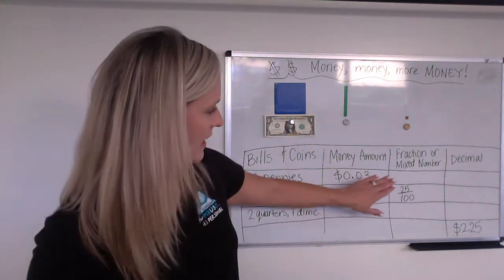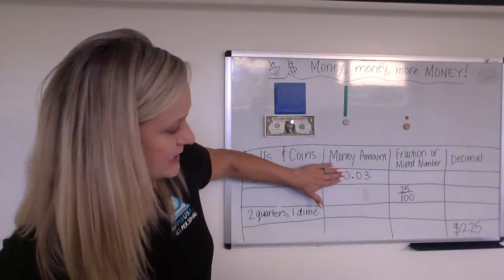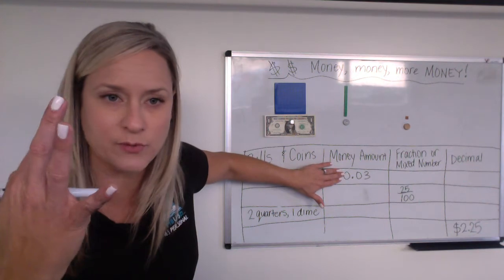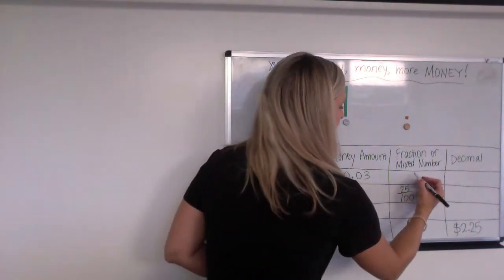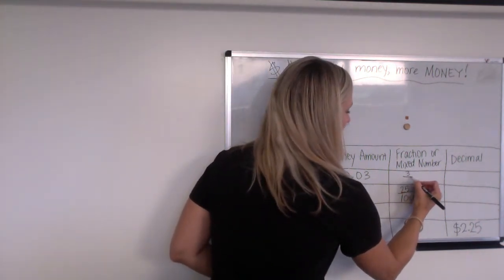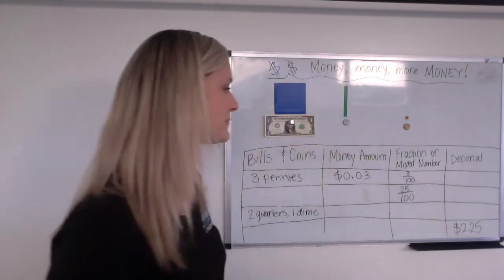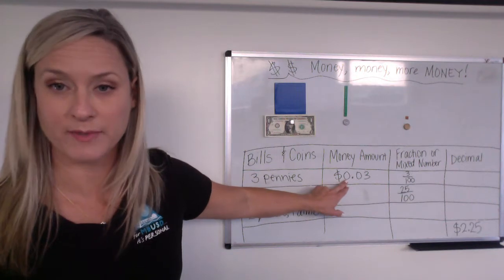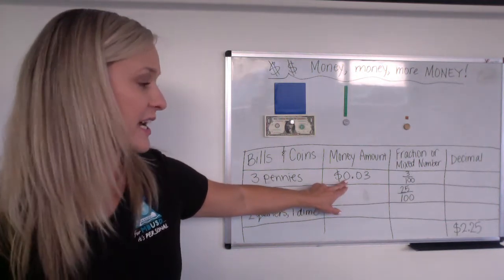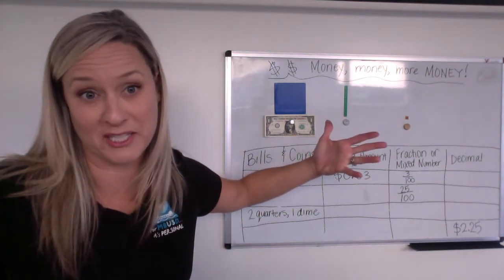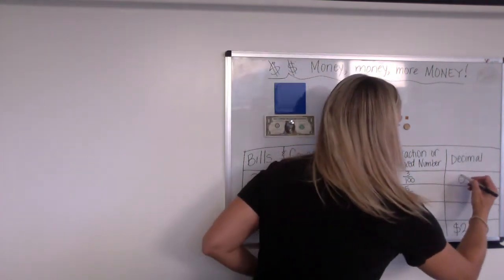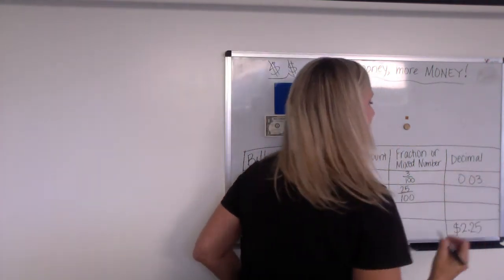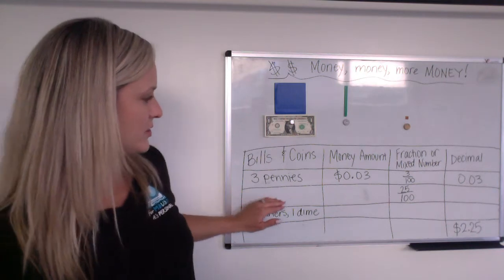And then the fraction, well, I know that I can read this as 3/100 because it's 3 out of 100 pennies. So I could write the fraction 3 out of 100. All right, now the decimal, I'm in good shape here because I actually already have the money amount, which is kind of like the decimal, right? So the decimal is 0.03. Okay, now let's do the next one.